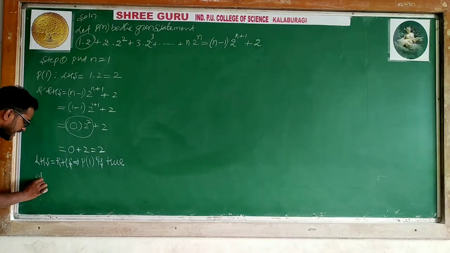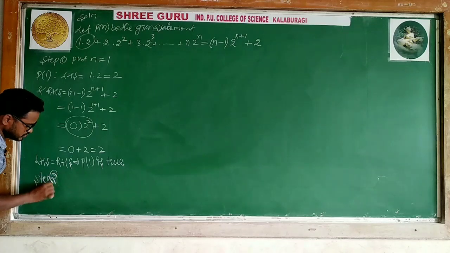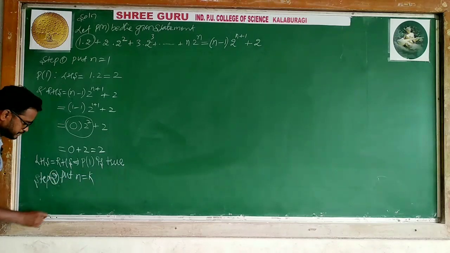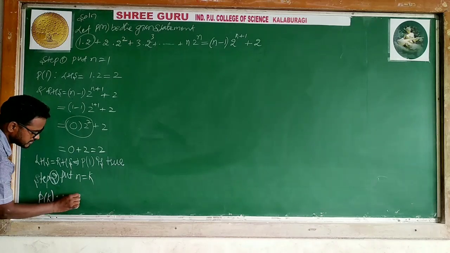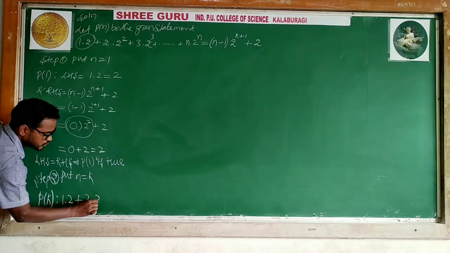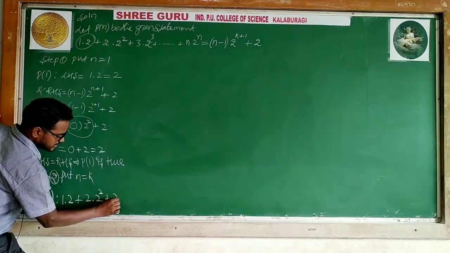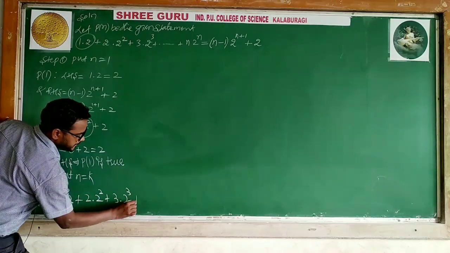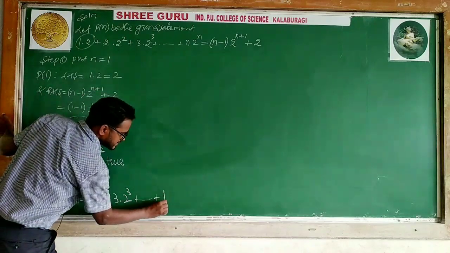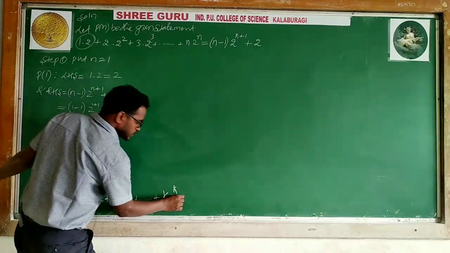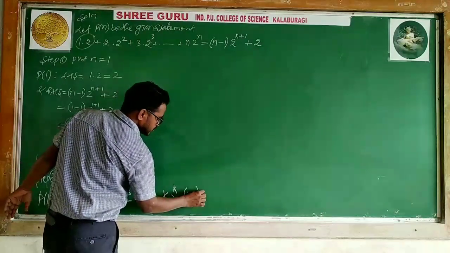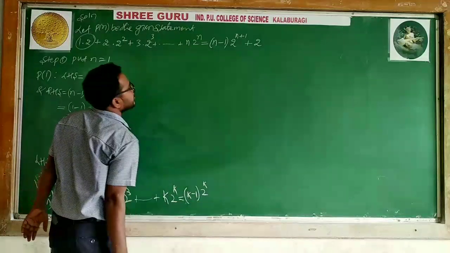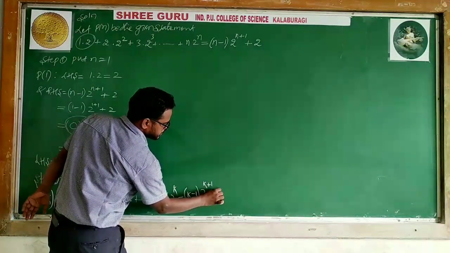Step 2: put n is equal to k. P of k: in the n places we take k. 1 into 2, plus 2 into 2 square, plus 3 into 2 cube, plus up to k into 2 to the power k, is equal to (k minus 1) times 2 to the power k plus 1, plus 2. You call this equation 1.